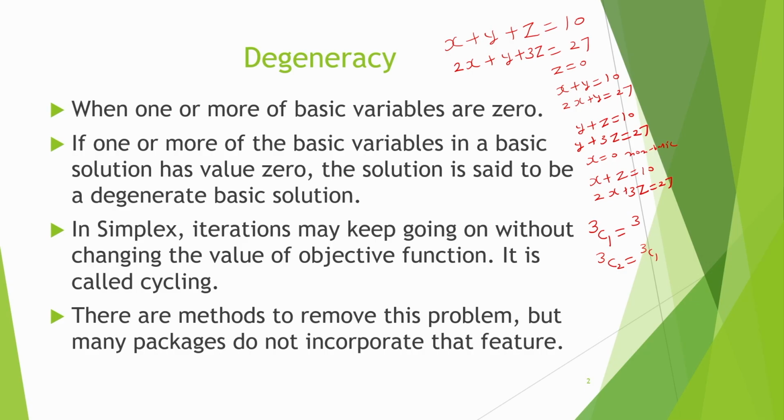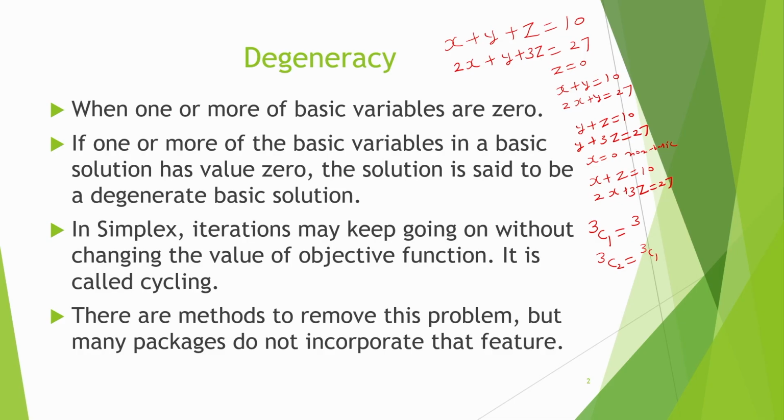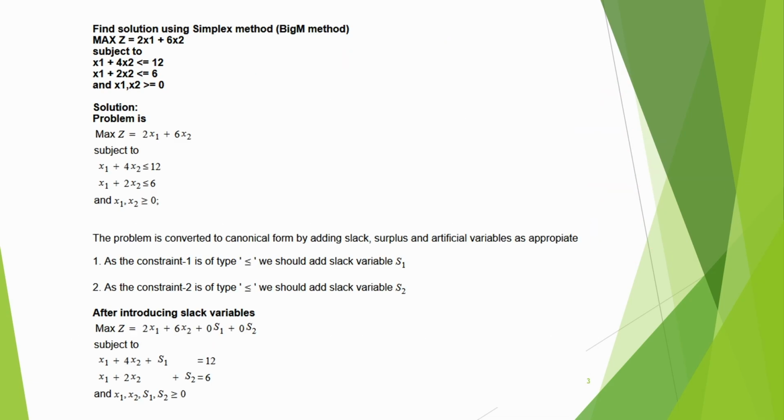So basically you can say the energy level remained the same, but it unnecessarily keeps cycling. If you do not have a provision to terminate, if you do not understand that situation, then it may keep going on. Some people have suggested methods to remove this problem, but many packages do not incorporate that feature, because such problems occur very occasionally. One can understand that if it is cycling too much and taking more time, then of course you can stop it.